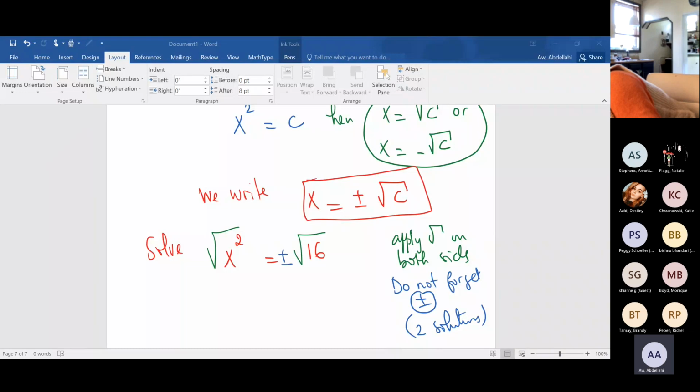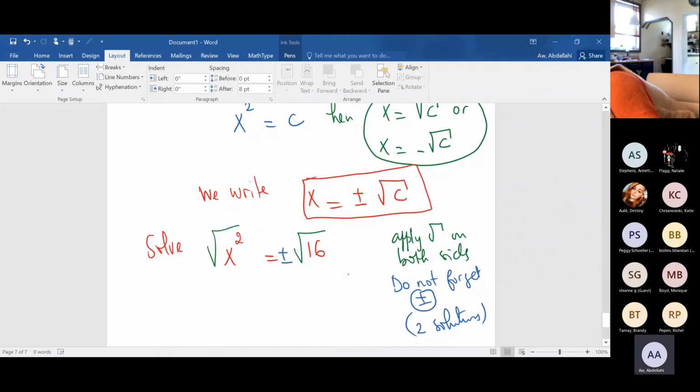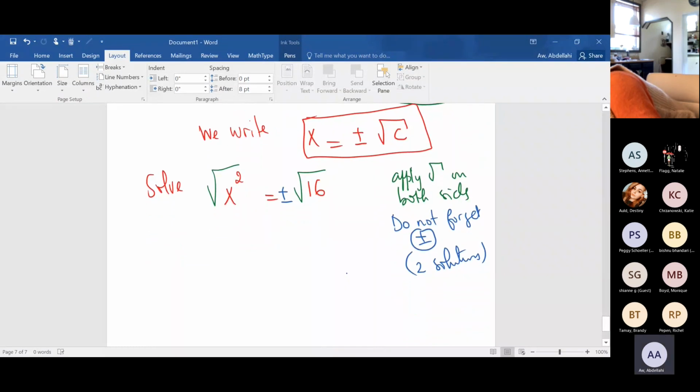So that is how we solve. Now, do we know exactly how much is square root of 16? It's 4, right? So we say x equal to plus or minus 4, which is an abbreviation of plus 4 or negative 4, okay?